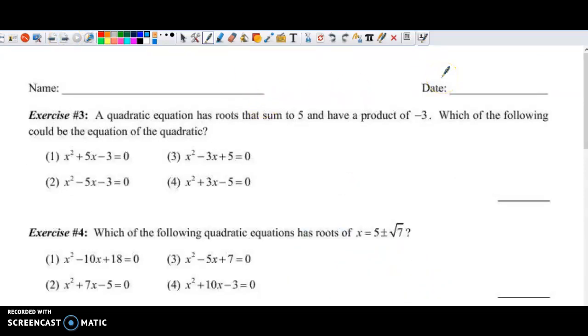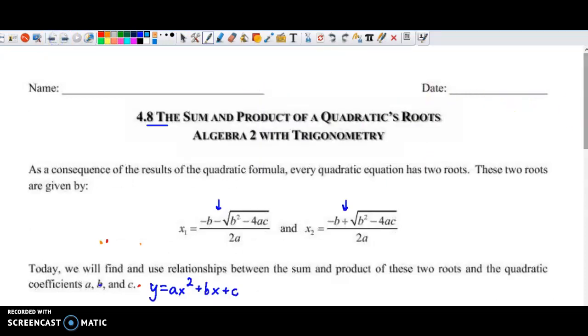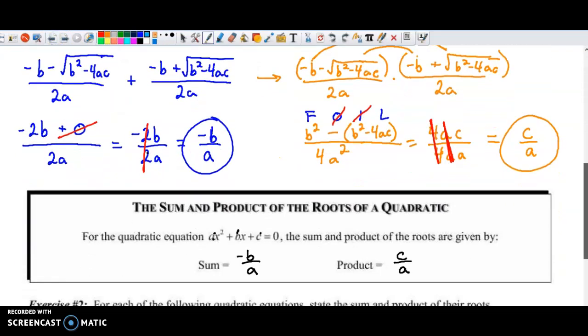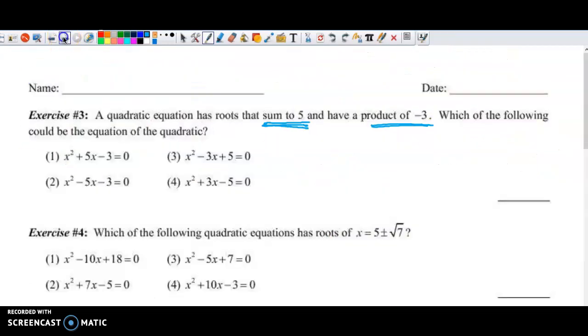So moving on to the next one, I guess what you could do is try to find all the roots of these problems, or we could try to investigate why the sum of the roots has to be 5 and the product of the roots has to be negative 3. So if you go back to the formula, the sum of the roots is negative b over a and the product of the roots is c over a. Let me write that down.